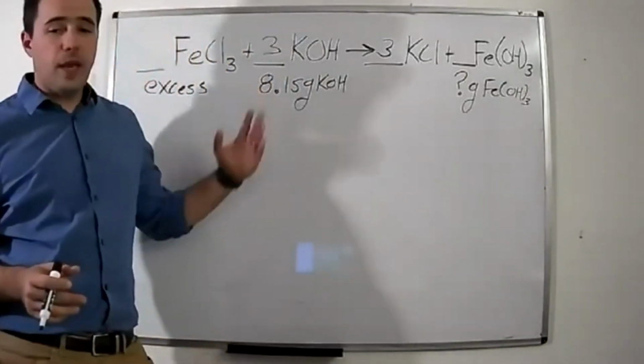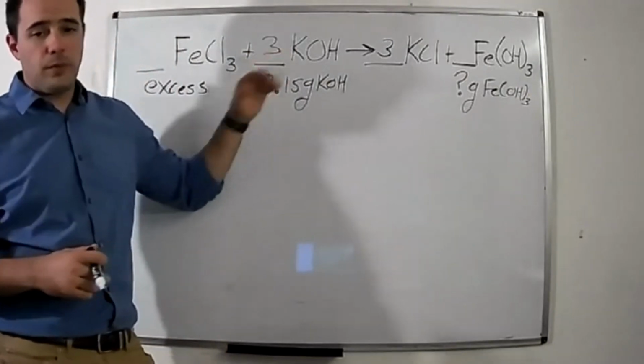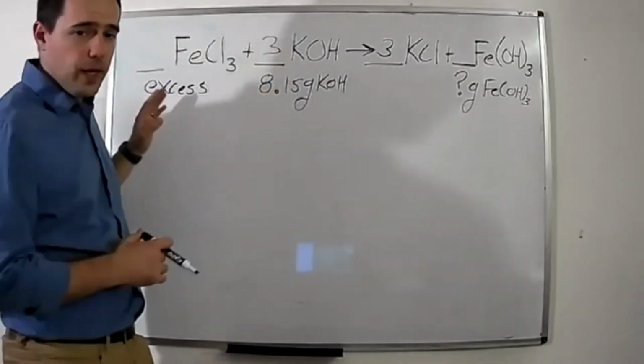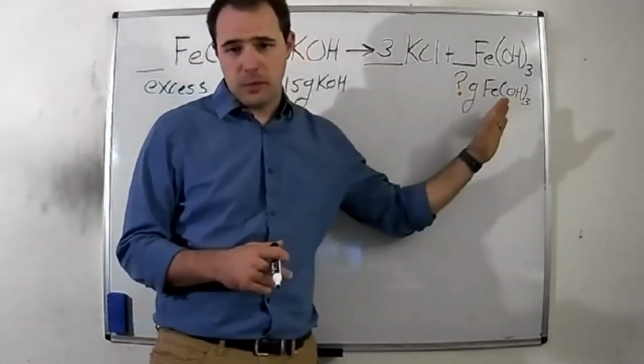But we realize we only have 8.15 grams of potassium hydroxide left on the shelf. So we're going to take that 8.15 grams of potassium hydroxide. We're going to allow it to react with more than enough iron 3 chloride. And we want to predict how many grams of iron 3 hydroxide we can make.